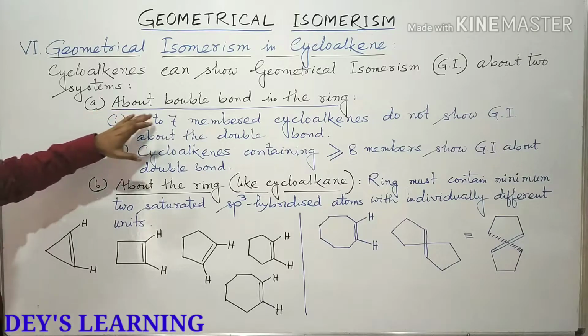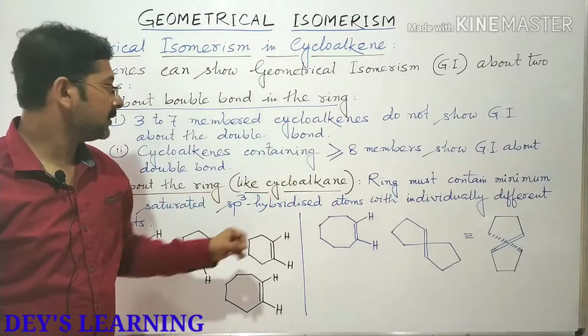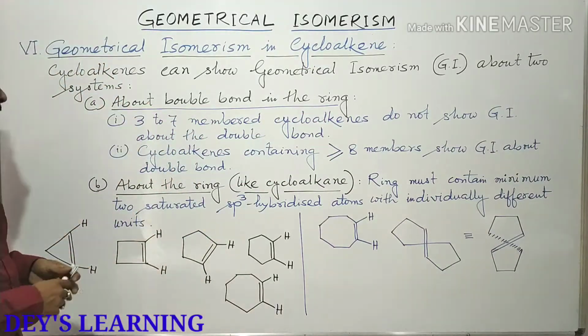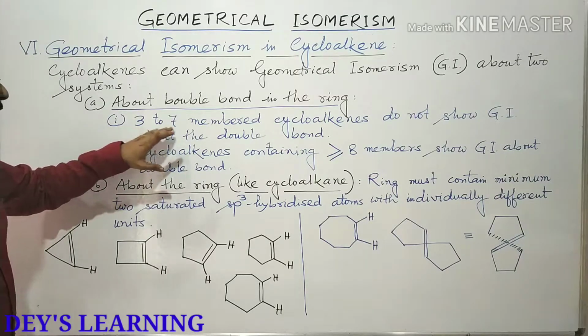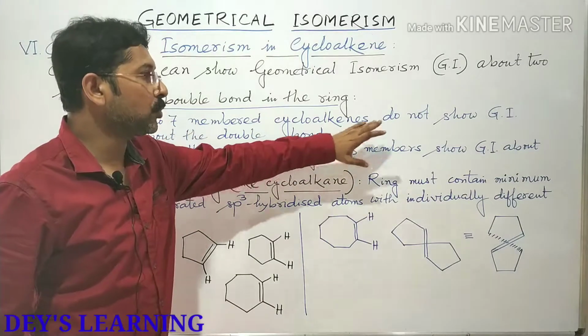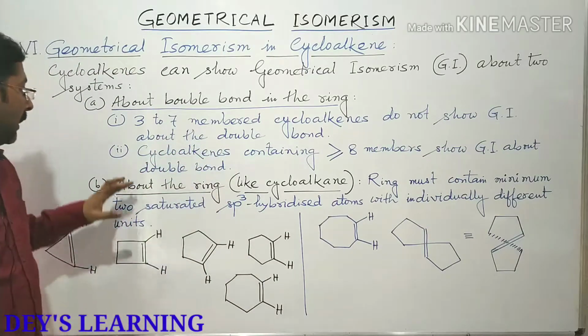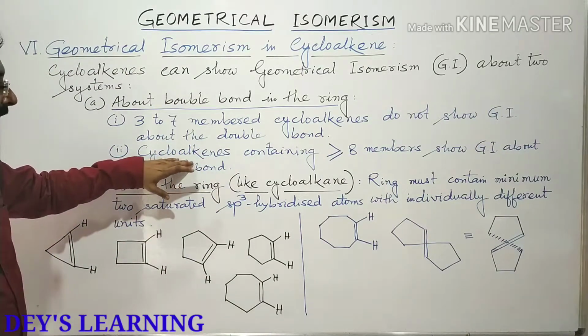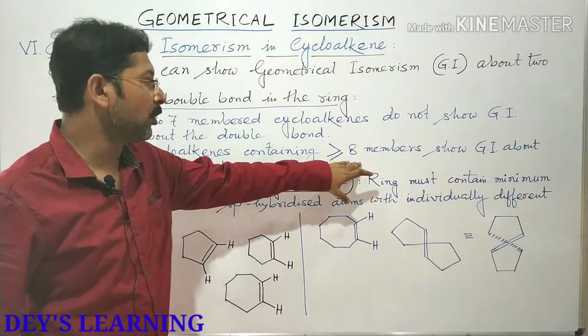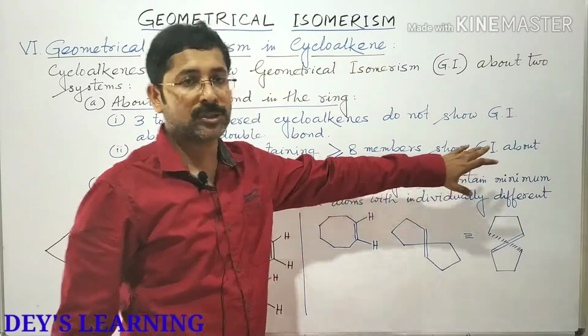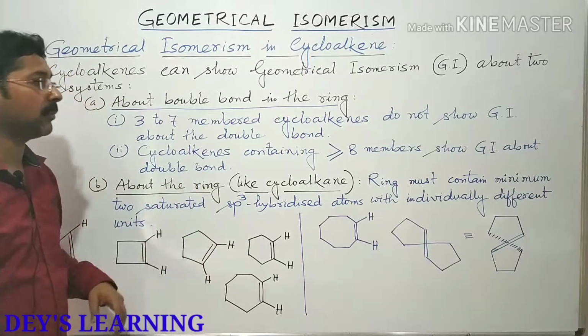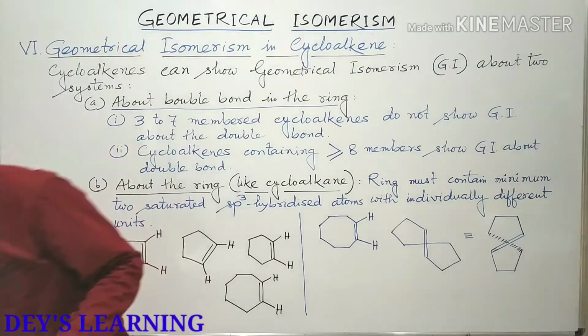Number one, about the double bond in the ring. It has two conditions also. Condition one: 3 to 7 membered cycloalkenes do not show geometrical isomerism about the double bond. And condition number 2: cycloalkenes containing greater than or equal to 8 members show geometrical isomerism about the double bond. Okay, look at here.